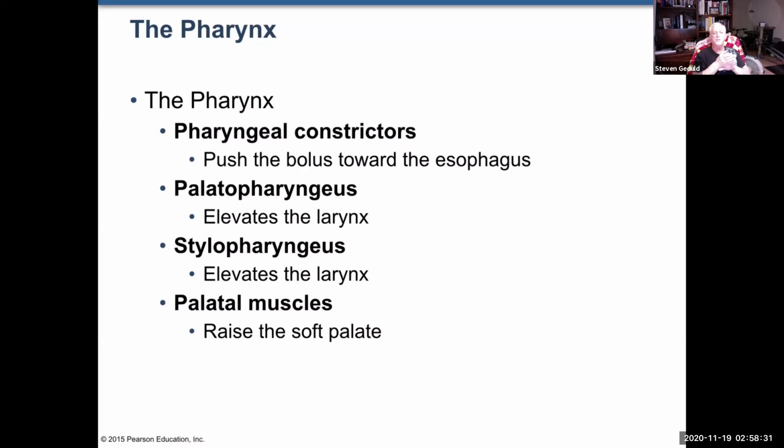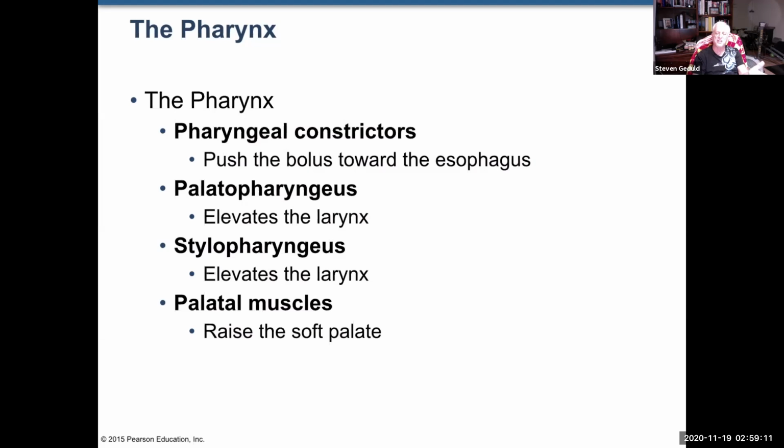So on the pharynx, you have pharyngeal constrictors, which push the bolus towards the esophagus. The palatopharyngeus from the roof of the mouth elevates the larynx, lifts it up, creates space. The stylopharyngeus also, remember the styloid process up high? That muscle is going to contract and pull the pharynx up. So the palatopharyngeus and the stylopharyngeus both elevate the larynx. And the palatal muscles raise the soft palate. Remember, you've got the hard palate over the palatine bone and the soft palate where the little dangly thing hangs down, the little uvula.